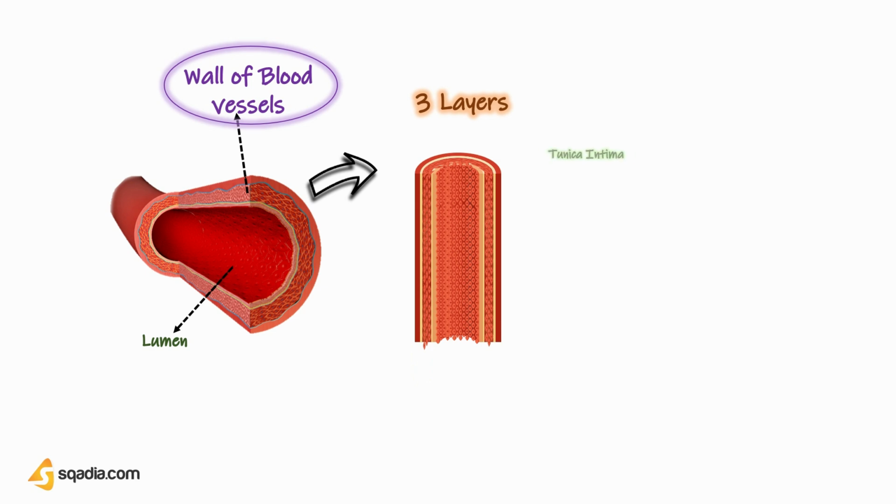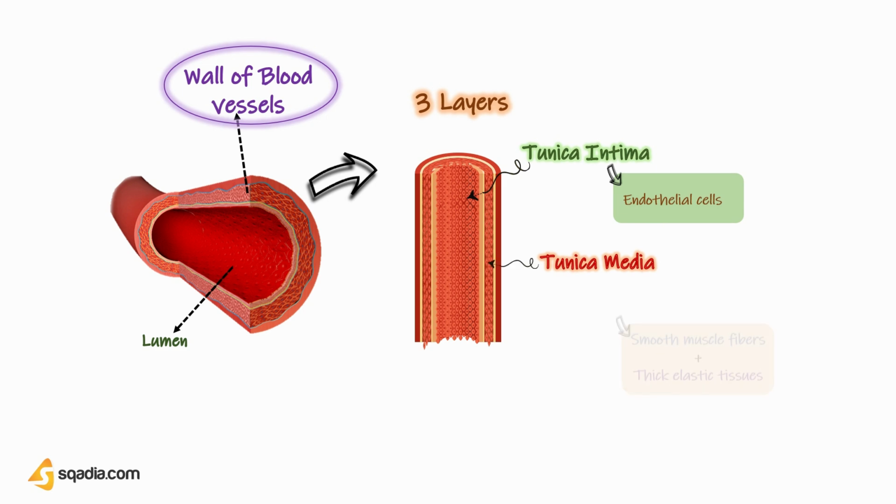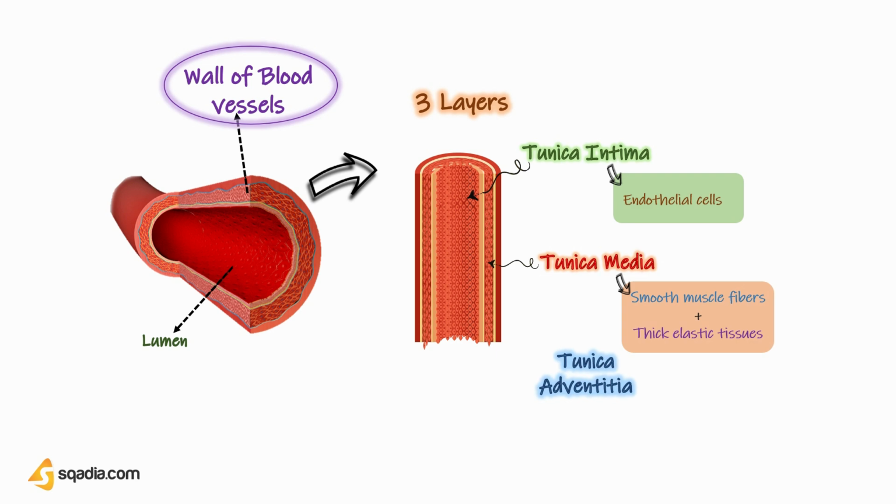Tunica intima, that is the innermost layer made up of endothelial cells. Tunica media, that is the middle layer composed of smooth muscle fibers and thick elastic tissues. And the outermost, tunica adventitia, composed of connective tissue with irregular fibers.